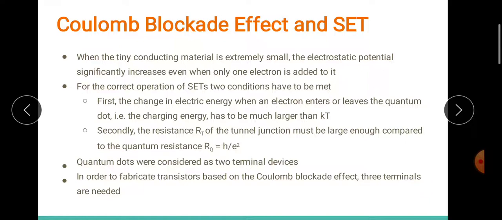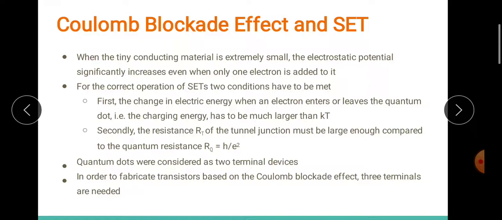Another condition is that the resistance of the tunnel junction must be large compared to the quantum resistance. So we are ensuring the second condition so that we can avoid fluctuations in the number of electrons in the quantum dot.